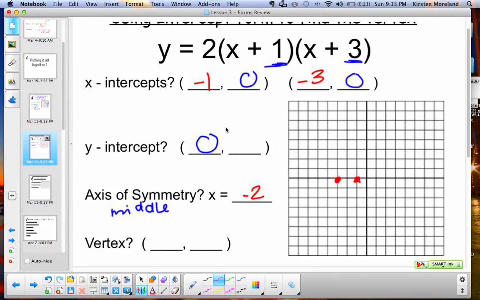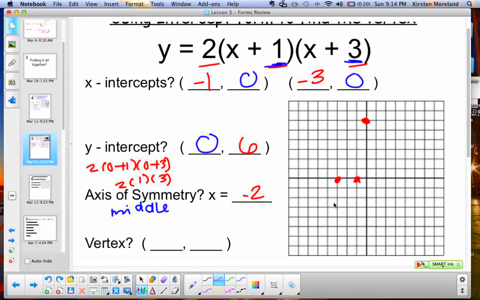The y-intercept is really just like multiplying all of these numbers, because you're basically going to plug 0 in for x. So it's really going to be 2 times 0 plus 1 times 0 plus 3, which is really just 2 times 1 times 3. 2 times 1 is 2. 2 times 3 is 6. So the y-intercept is at 0, 6. Oops, I don't think that's 6. Hold on. 1, 2, 3, 4, 5, 6.